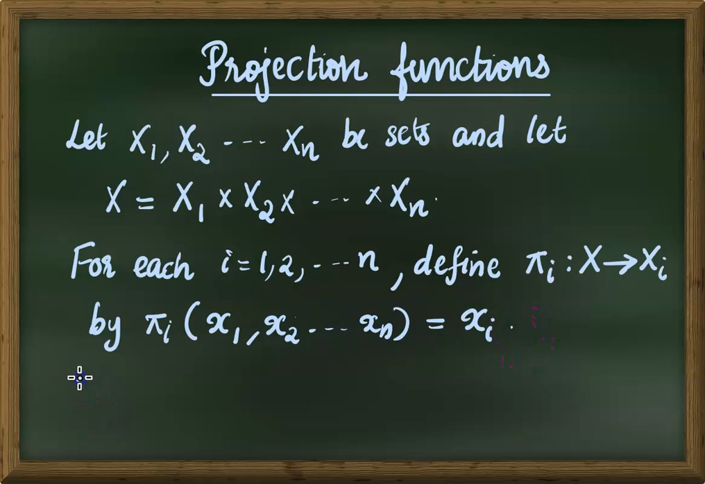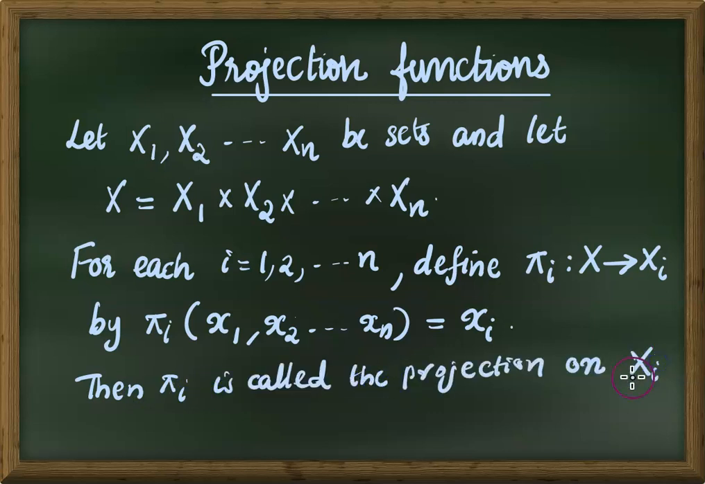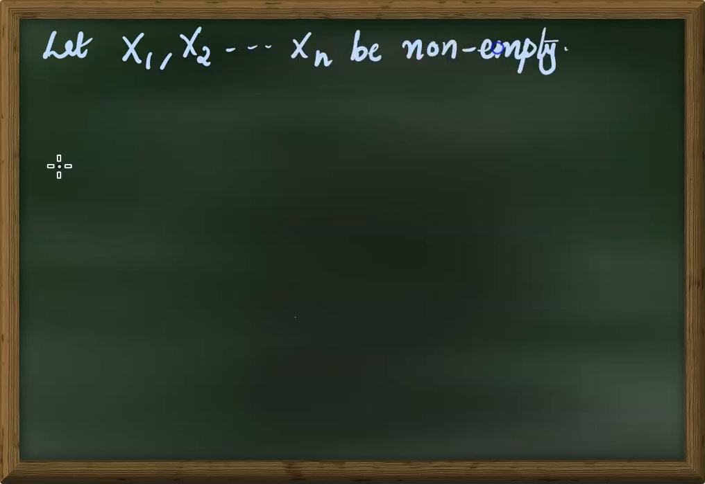Then this function pi i is called the projection on Xi, or in other words the ith projection, since this is a function which gives us the ith coordinate of every point of our Cartesian product. Now let us assume that each of these sets x1, x2, etc. xn are all non-empty. Here note that we have not considered any topology on any of these sets yet.